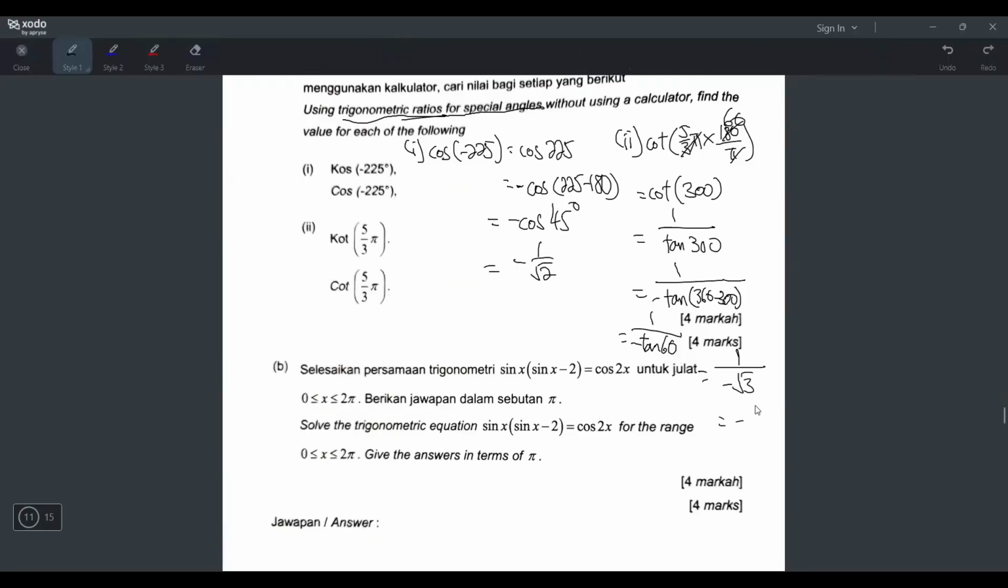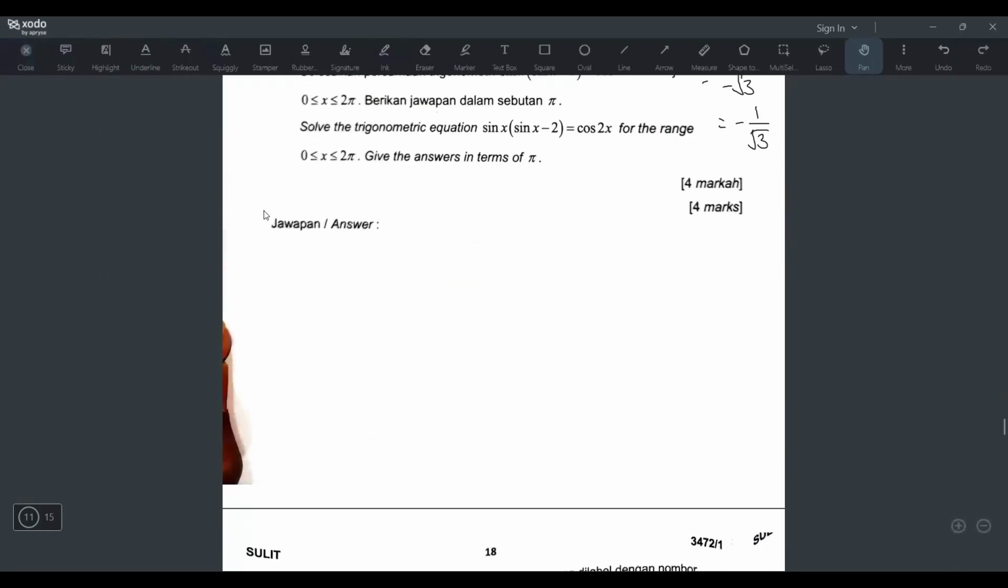You can write the negative again. The negative you can put at the bottom, top, or middle, any is fine. Okay, but I like to put it in the middle like this. So yeah, that's all. Okay, let's do B.